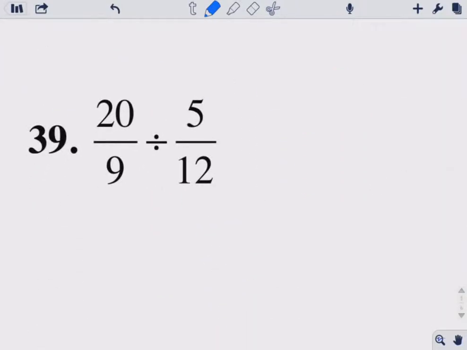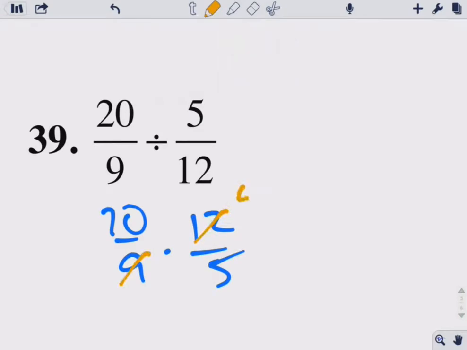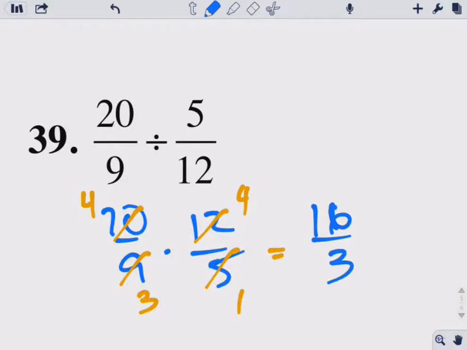Okay, if you're dividing by a fraction, you multiply by the reciprocal. And then let's reduce where we can reduce. 9 and 12, that's a 4 and a 3. 5 and 20, that's a 1 and a 4. And so that gives me 16 over 3.